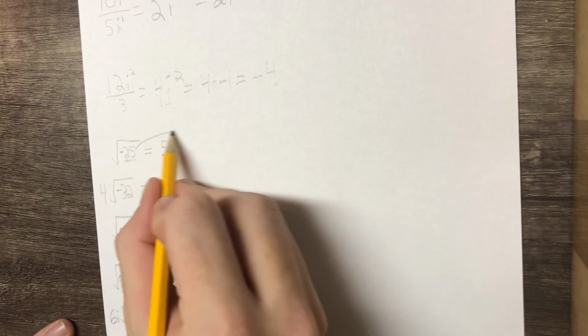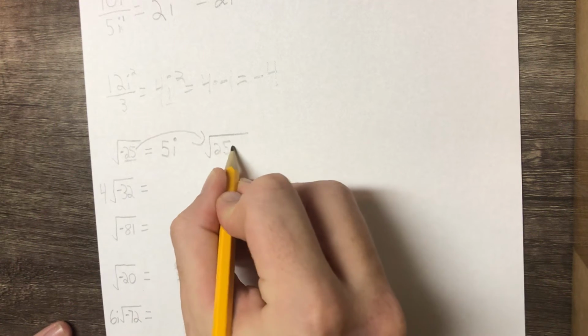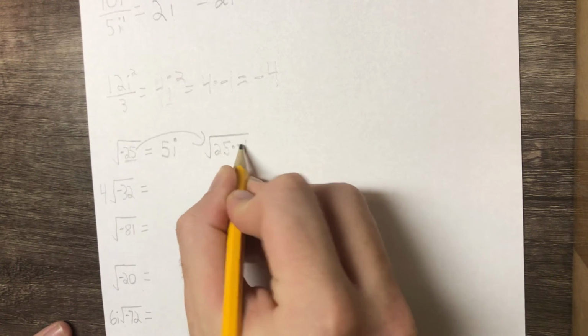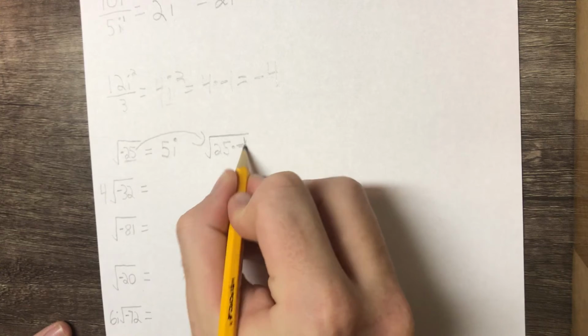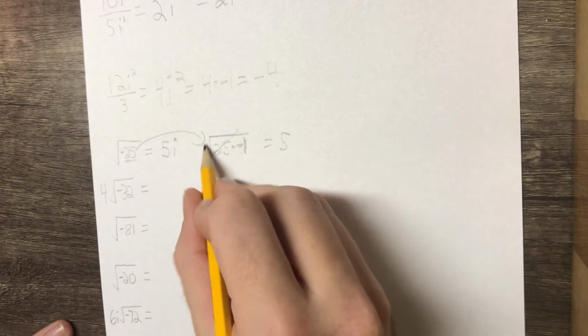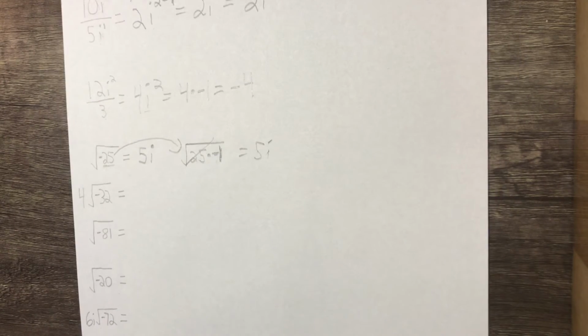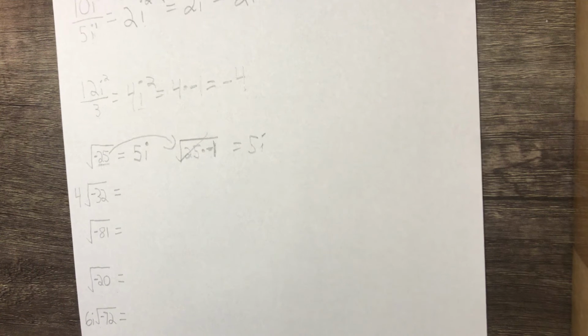Because another way you could break this down actually is the square root of 25 times negative 1. So right here we see our 25 can cancel out and equal 5. And the square root of negative 1 now is I. So we're left with 5I. So the square root of negative 25 is 5I. All right, now let's look at the next one.